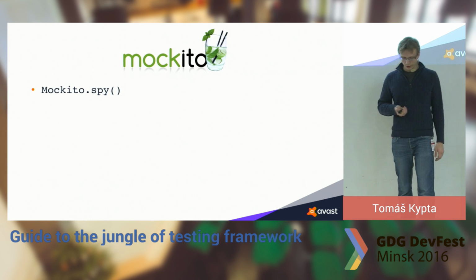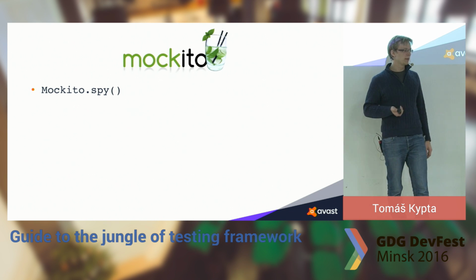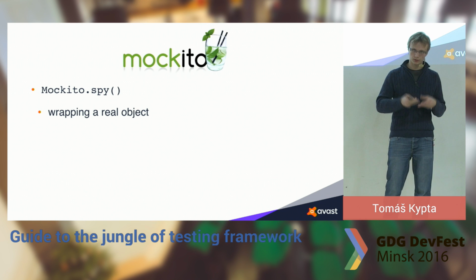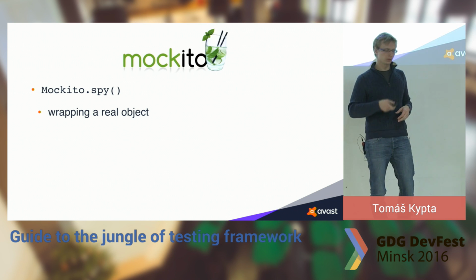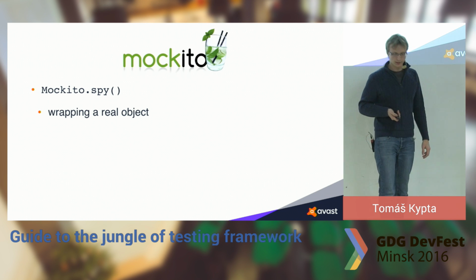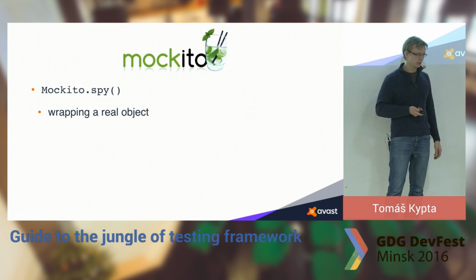There's also Mockito Spy. Mockito Spy is a bit different. That's for wrapping a real object. Mockito Mock will just create a completely new mock instance, and this one will enable mocking on an existing instance.